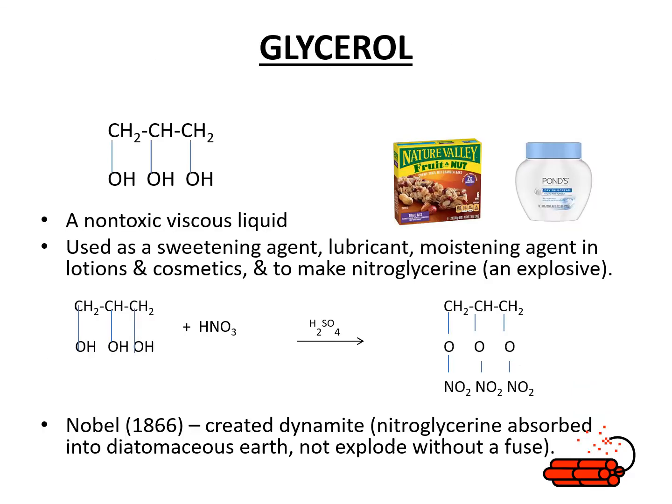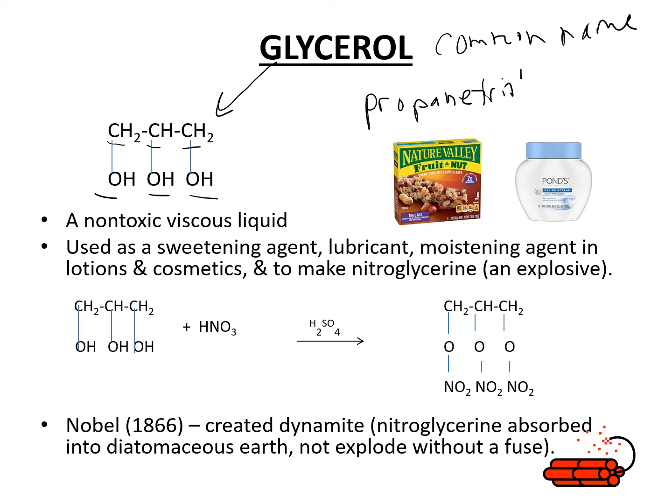Glycerol is the common name for this compound below here. Let's name this compound following the IUPAC rules. We have 3 carbons, so it would be propane. We have 3 hydroxyl groups, so that would be triol. The hydroxyl groups are attached to carbons 1, 2, and 3, so we would put 1, 2, and 3 in front of our name. So the name of glycerol is 1,2,3-propane triol.